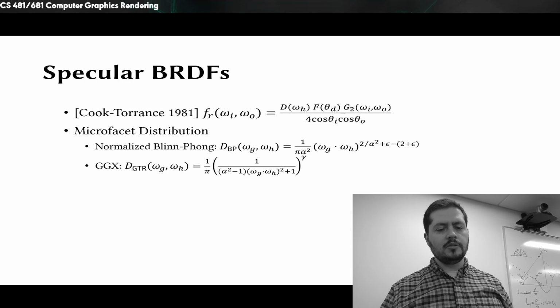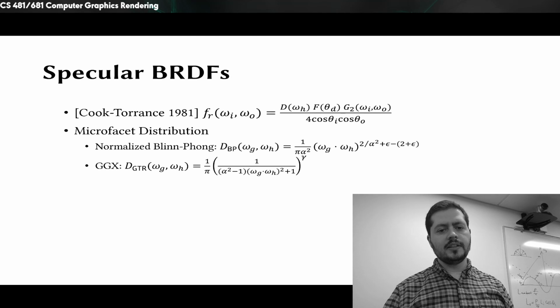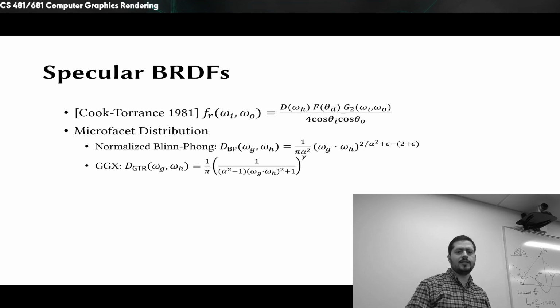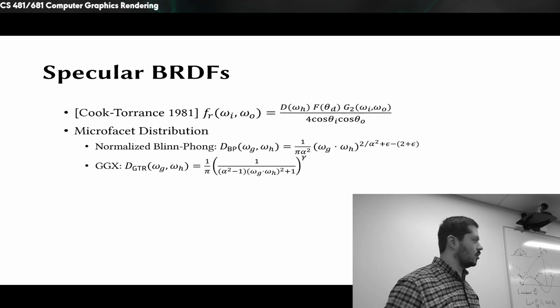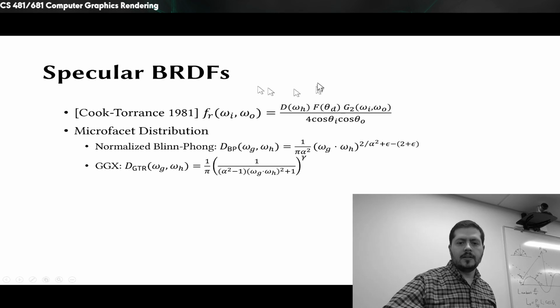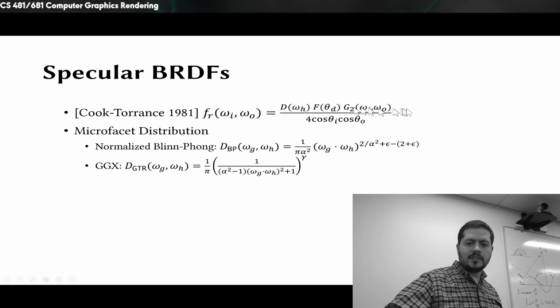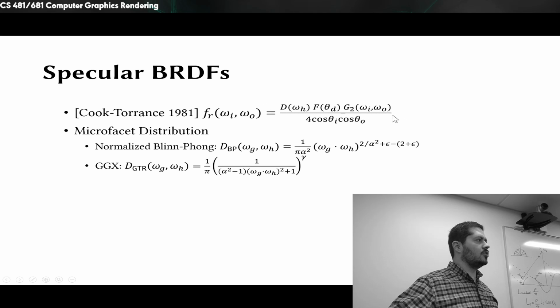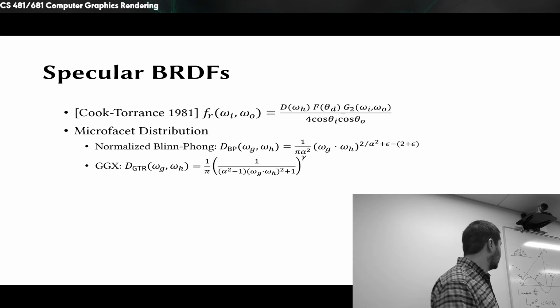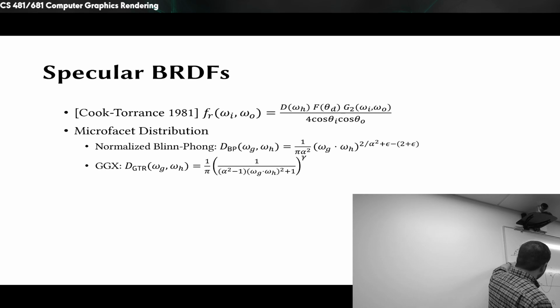Okay, but we haven't 100% finished talking about specular BRDFs, although I think we might talk more about these next week, because I don't want to skim over this too fast. But I think it is important to note that this is the model essentially for specular BRDFs. So you have the distribution of microfacets. In other words, what percentage of the microfacets are pointing in this direction? What percentage is pointing in this direction? That's what that function tells you.